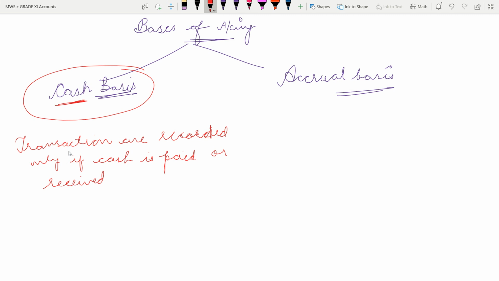Again, under this basis, income and expenses are recorded only if there is a transaction of cash. Otherwise, they are not recorded. Okay, the meaning is very simple. You can read from your book. Or we can say that credit transactions, if cash transactions are only recorded, then credit transactions are not recorded.